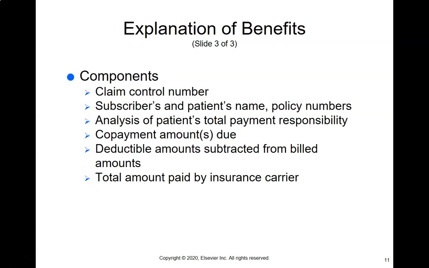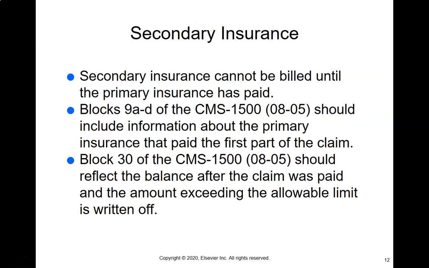Some additional components on the EOB are the claim control number, the subscriber's and patient's name and policy numbers, analysis of patient's total patient responsibility, co-payment amount that might be due, deductible amount subtracted from billed amounts, and the total amount paid by insurance carrier. Secondary insurance.